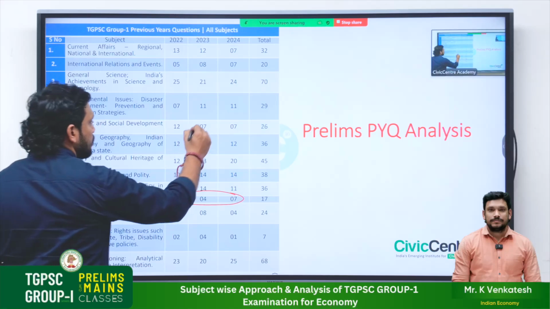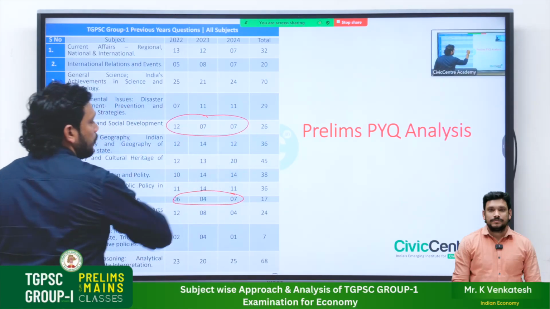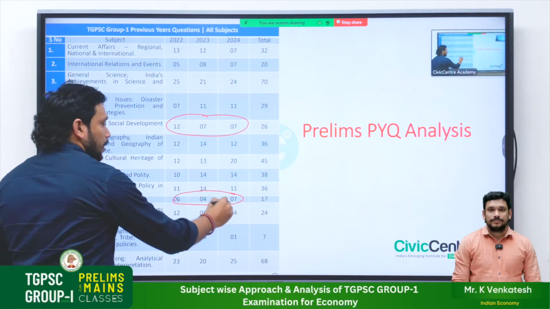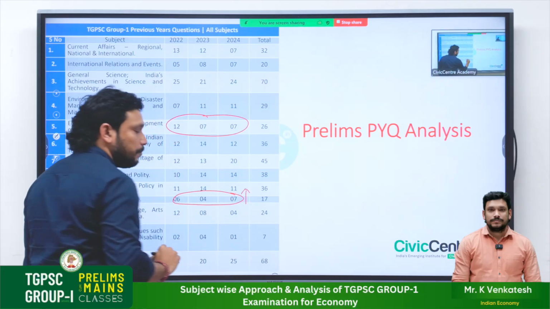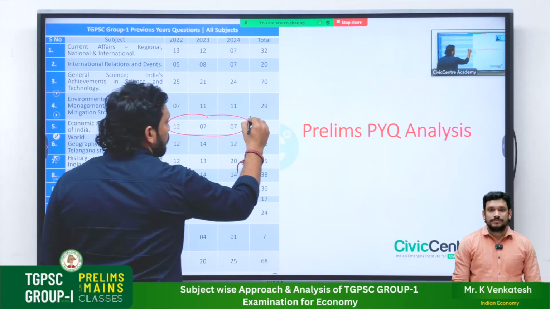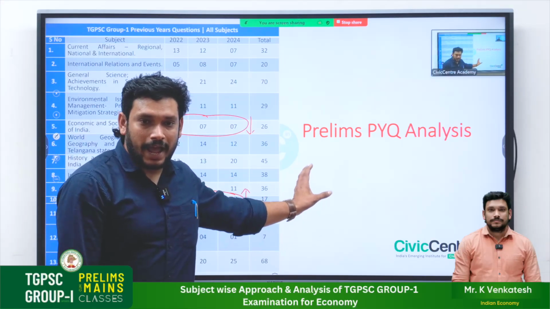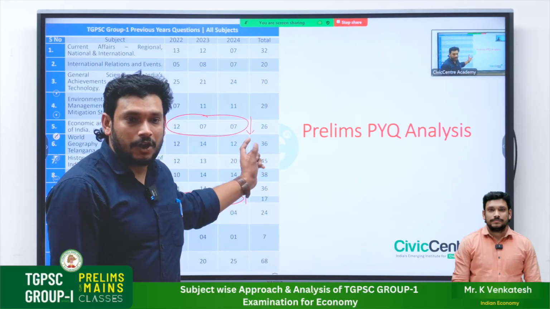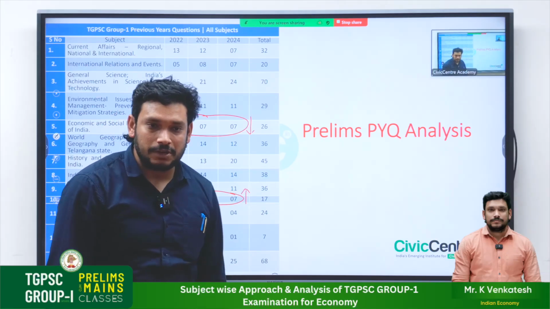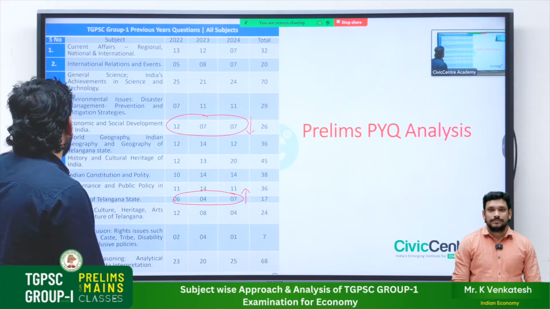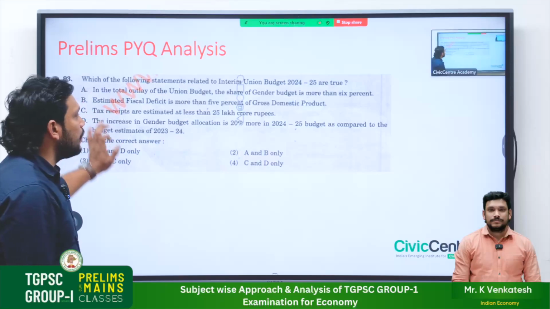In economic and social development, the number of questions reduced. Here, if you see, in 2024, the number of questions on policies increased and the number of questions on economic development decreased. So this is the analysis that I have done from my end for economic and social development and policies of Telangana state. So, more number of questions. So how are they asking the questions?